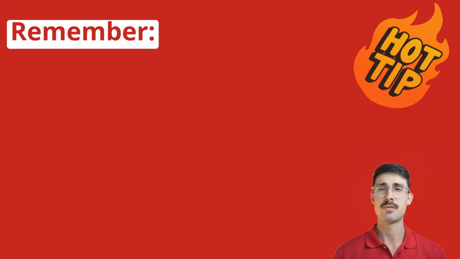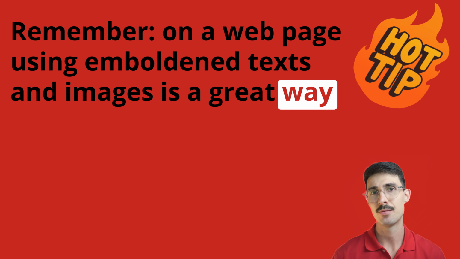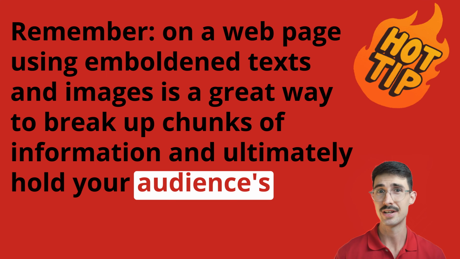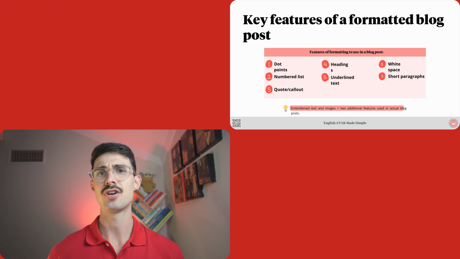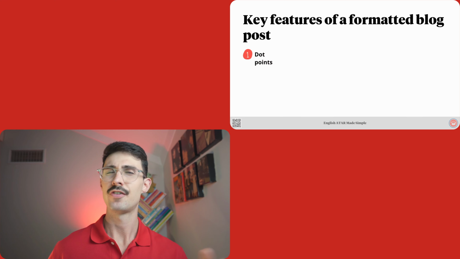But remember, on a web page, using emboldened text and images is a great way to break up chunks of information and ultimately hold your audience's attention longer. Let's have a bit more of an in-depth discussion about each of these 7 features that we are focusing on, starting with dot points. First question is, what are they?